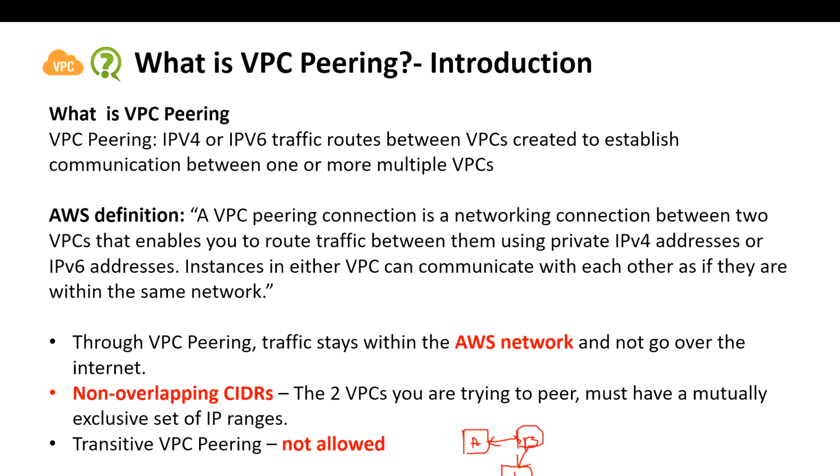So this doesn't mean that A and C are friends, right? They might not be interested in becoming friends. So that is the meaning of transitive. If A and B are friends, B and C are friends, that doesn't mean that A and C are friends. If you want A and C to be friends, you need to explicitly connect them, and then you will be able to connect them. So this is called transitive VPC peering, which is not allowed.